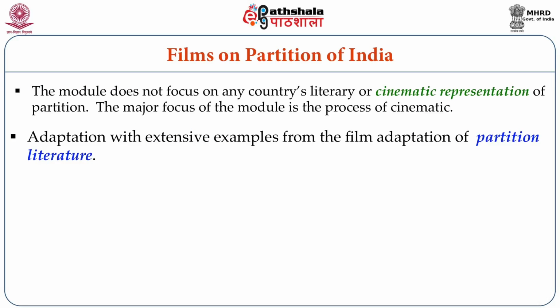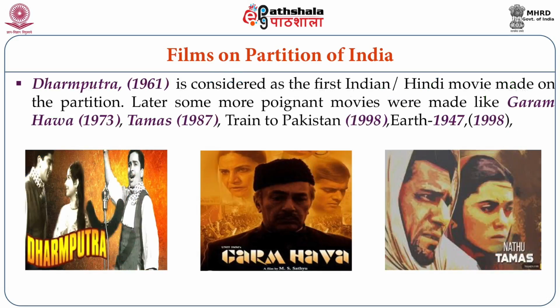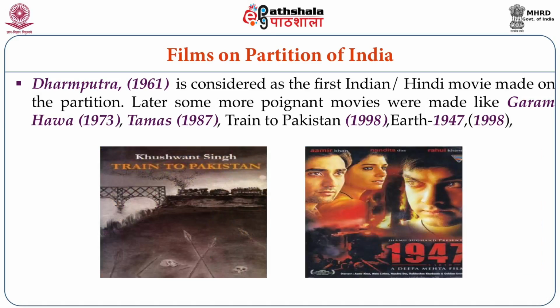This module does not focus on any particular country's literary or cinematic representation of partition. The major focus of the module is the process of cinematic adaptation with extensive examples from the film adaptations of partition literature. Dharmaputra, made in 1961, is considered as the first Hindi movie made on the partition. Later, some more poignant films like Garam Hawa, Tamas, Train to Pakistan, and Earth 1947 were made in Hindi.